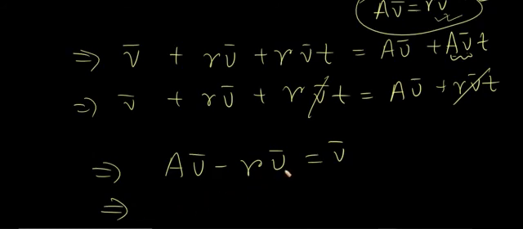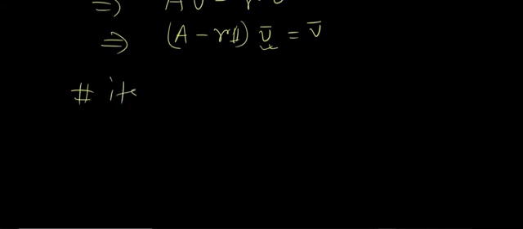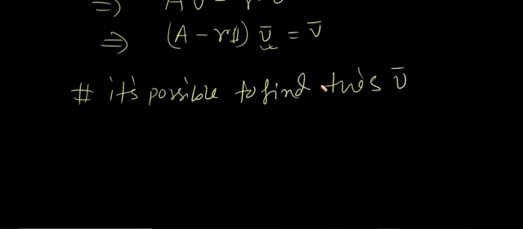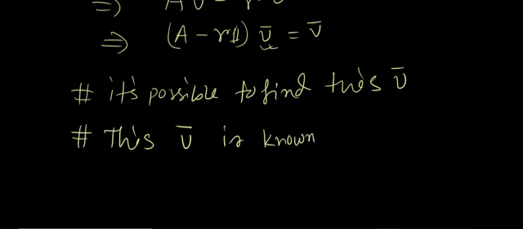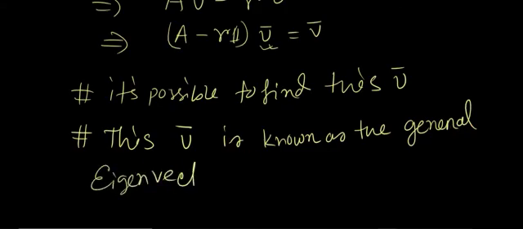And finally, if you take u bar as a factor on the right side, because this is the column vector, you can write it as (A minus r I) u bar equals v bar, where obviously there is an identity matrix over here. So finally we can see that yes, it's possible to find this u bar. And this u bar is known as the generalized eigenvector. Obviously the theory for this generalized eigenvector is pretty deep, and we're not going to touch any of that. We are just trying to solve some differential equations.